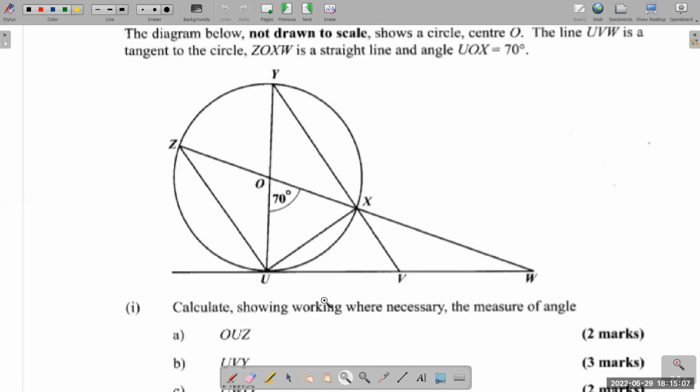So this question is loaded. This is what we would call a loaded question. This is a perfect question to revise.